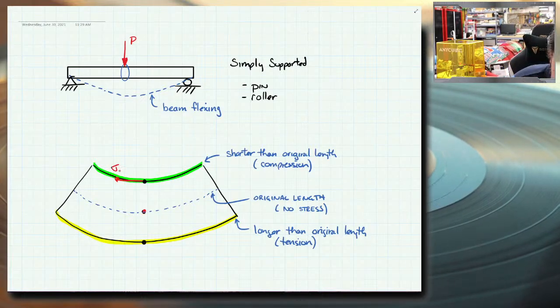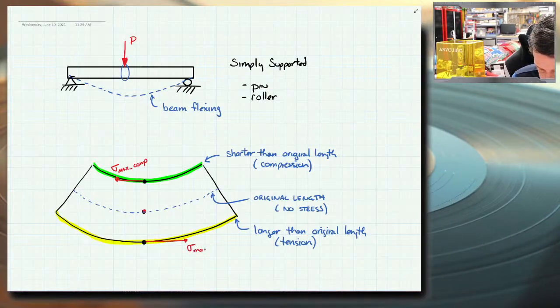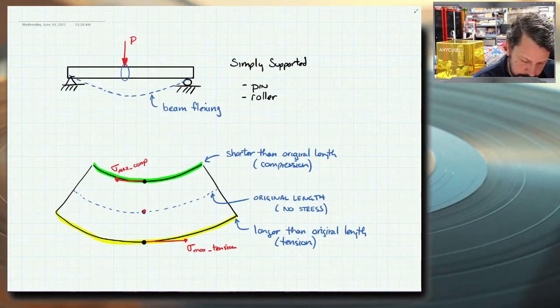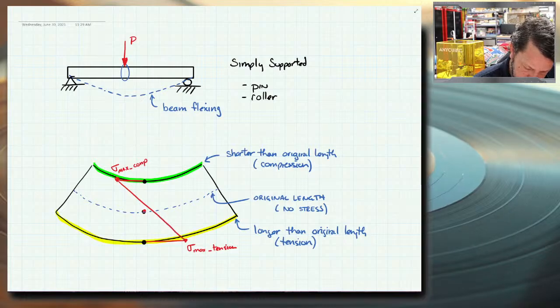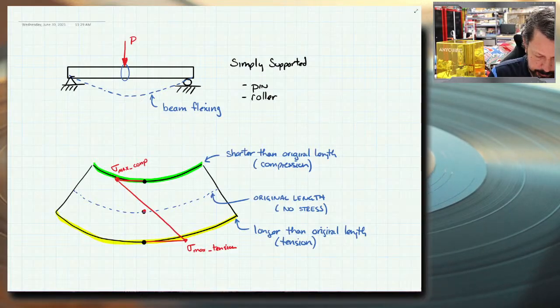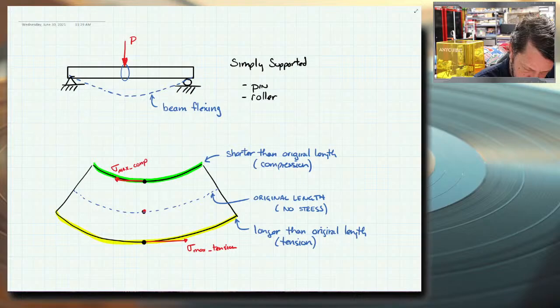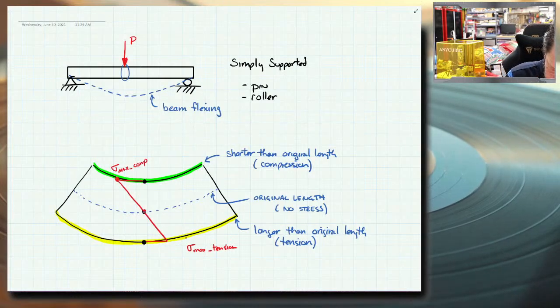Maximum compressive stress up here on the top of the beam. Maximum tensile stress on the bottom of the beam. And then there's going to be a linear line. Well, I kind of missed, didn't I? See if we can make those line up any better. There we go.